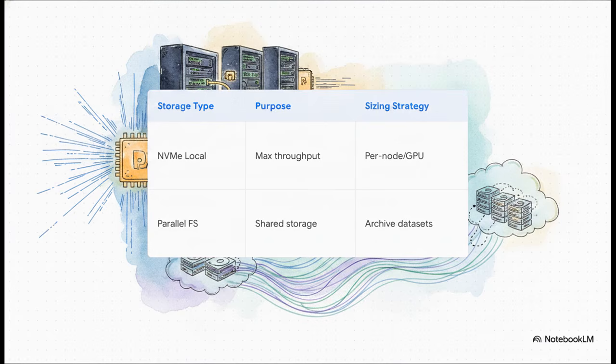This table really hits the nail on the head when it comes to sizing rules. Look at how specific these purposes are. NVMe local storage is strictly for maximizing the throughput of your hot, active data to minimize GPU idle time, and it's sized right there at the node level. Parallel file systems, on the other hand, act as cost-effective shared storage for your warm datasets. By strategically tiering your data like this, you keep the GPUs perfectly fed while leveraging much cheaper shared storage for the bulk of your active data.